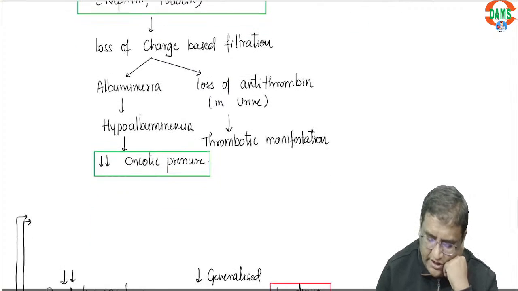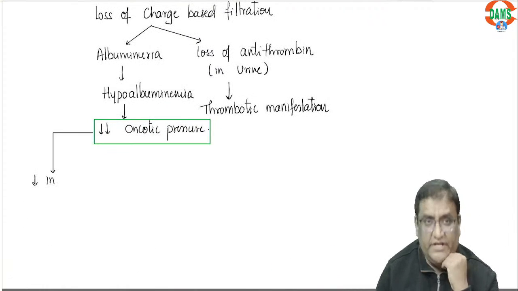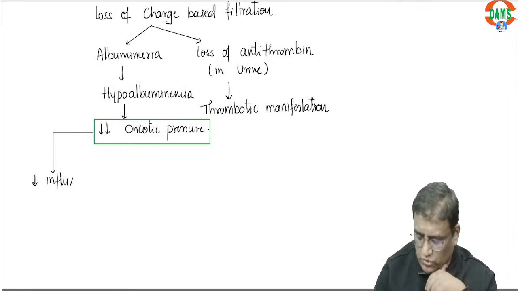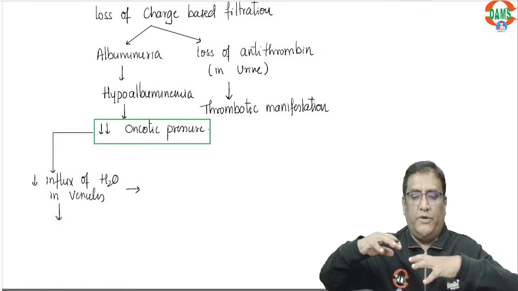So now there is a reduced oncotic pressure. Now look, if there is a reduced oncotic pressure, then what? Reduced oncotic pressure leads to reduced influx of water into the venules. See, oncotic pressure, hydrostatic pressure was what?